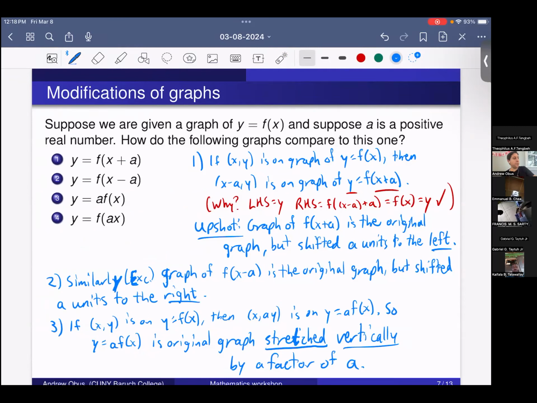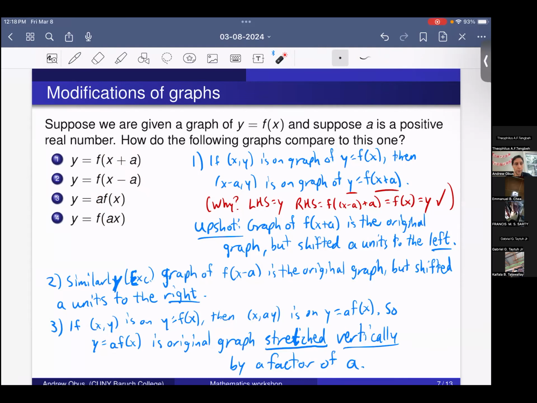So these are the 4 basic things that you can do to graphs. You can shift them to the left or shift them to the right by adding or subtracting from the argument, or you can stretch them vertically, or you can compress them horizontally. You could also do y equals f of x plus a. That will shift you up and shift you down. But for trigonometry, we're not really going to be doing that so often, so I'm not going to discuss those transformations now.